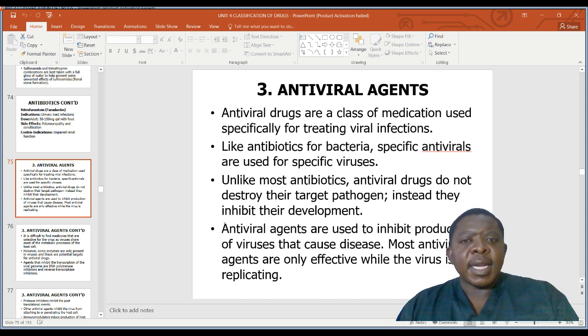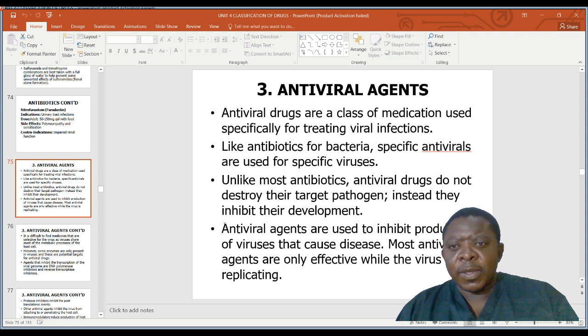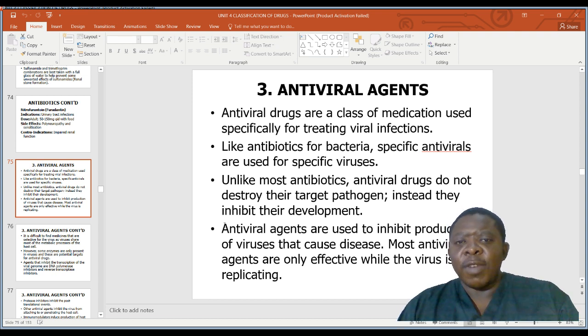Like antibiotics for bacteria, specific antivirals are used for specific viruses. Just as we have different types of bacteria, gram negative, gram positive and the like, and antibiotics working against them, even for antiviral drugs we have different specific drugs for each and every species of virus.